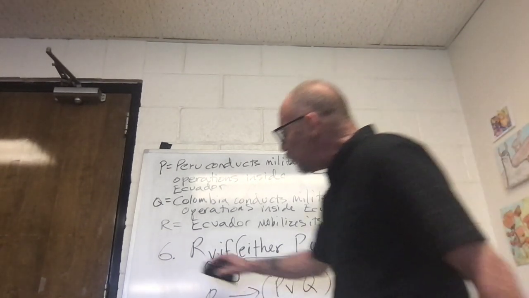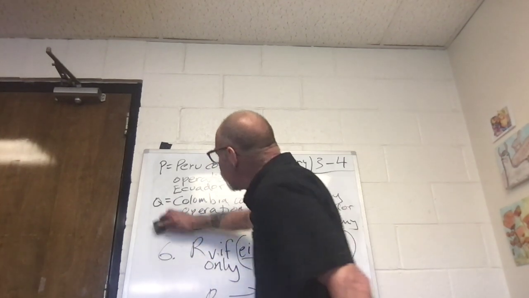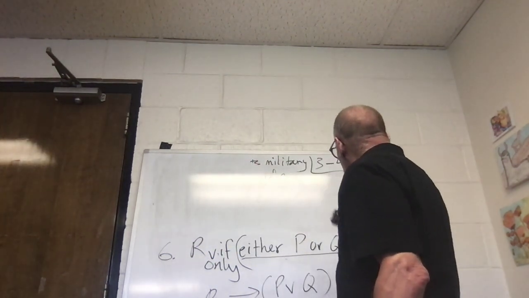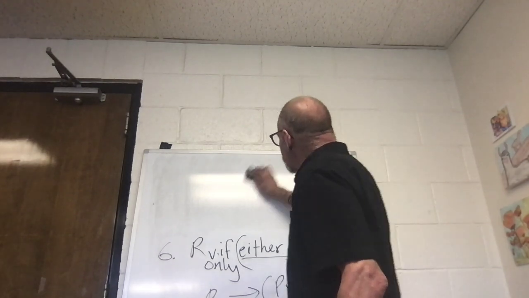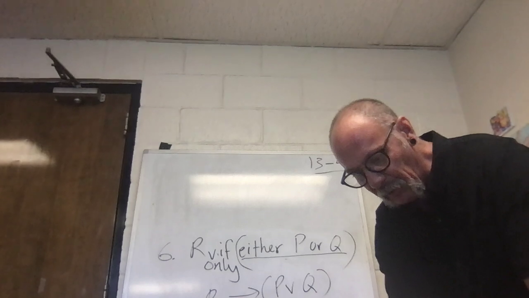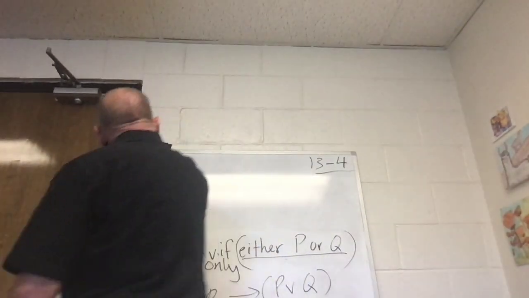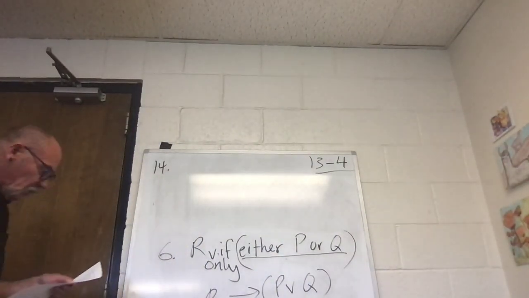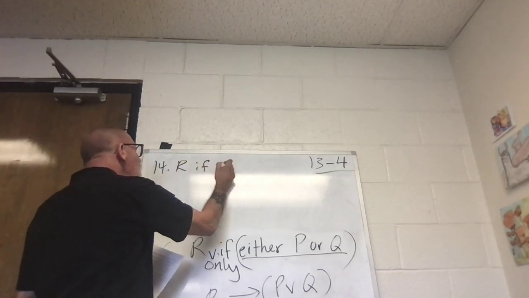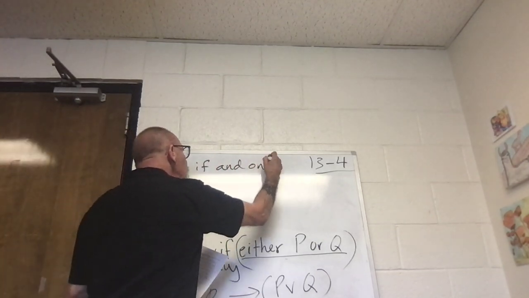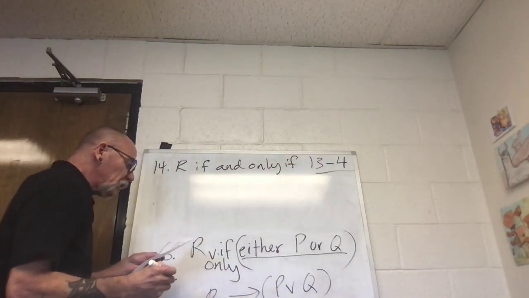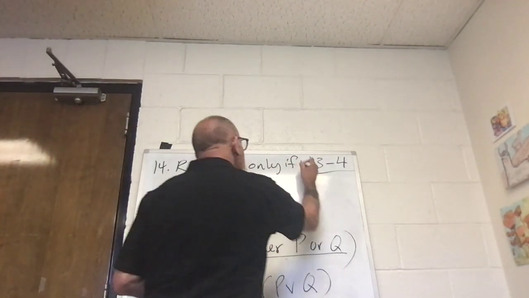All right, keep that in mind, and actually I'm going to erase this variable assignment. I don't think we need it in front of us. And if you do, you can just look back at the book. But I want room to write number 14 up here. It says, Ecuador will mobilize its army, that's R, if and only if Peru conducts military operations inside of Ecuador.